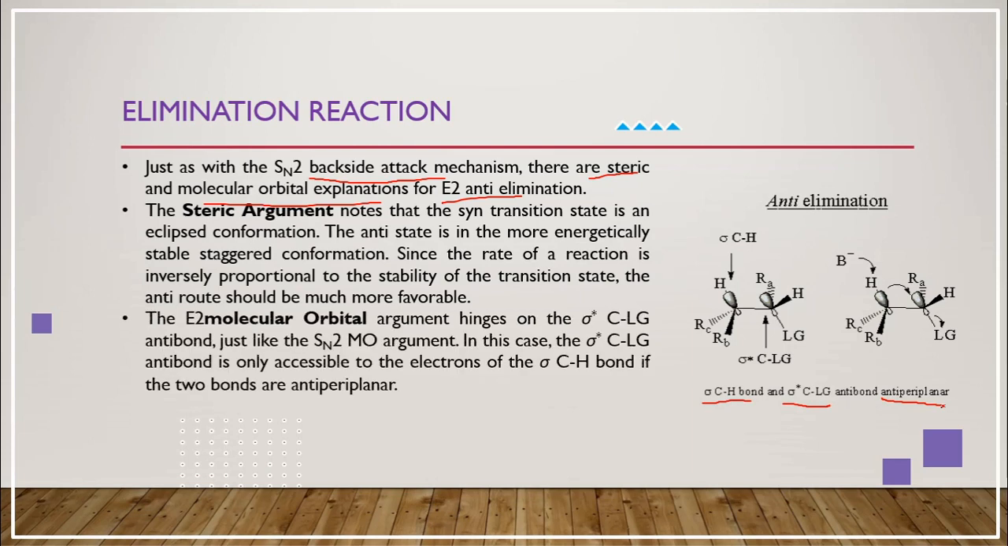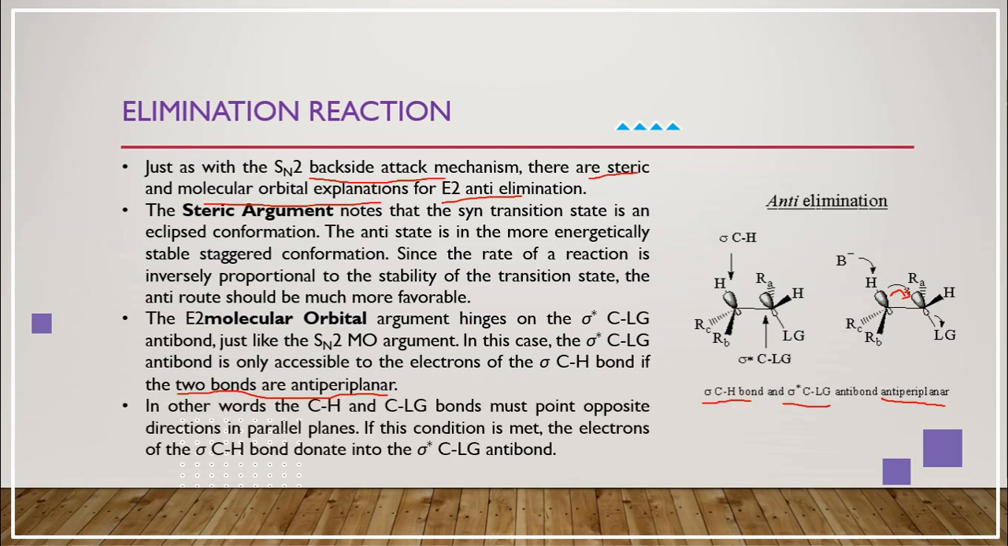The E2 molecular orbital argument hinges on the sigma star carbon-leaving group antibond, just like the SN2 molecular orbital argument. In this case, the sigma star carbon-leaving group antibond is only accessible to the electrons of the sigma C-H bond if the two bonds are anti-periplanar, which leads to overlap and ends up with the formation of a double bond.